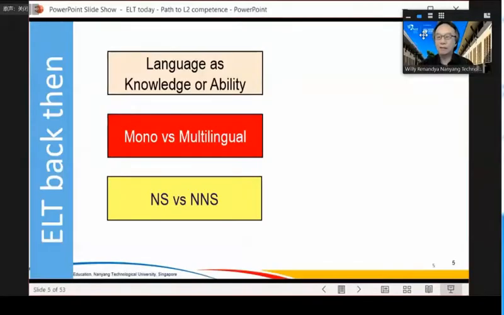Very briefly, in the past, people were arguing a great deal about whether we should be teaching language as knowledge or teaching language as ability. In the past, people were also arguing about the importance of monolingualism, the idea that we should be using English all the time. But these days, people are more open-minded, more receptive to the idea that students can learn using whatever linguistic resources they have available, L1, L2, L3, and things like that. Again, in the past, we were debating whether native English speaking teachers or non-native English speaking teachers are better in terms of supporting students in the classroom. I think we understand better now that we need both to help students develop their English language proficiency.